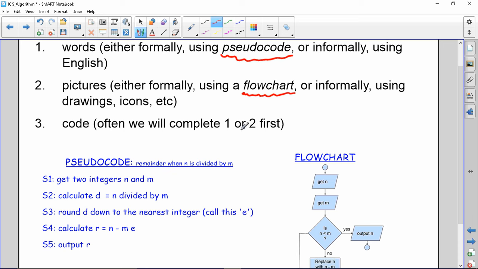So let's do an example here, just so I can show you what we're talking about. So if we have 12 and 5, that's my m and n. Now d then would be 12 divided by 5, which is 2.4. And then we round d to the nearest integer. Well, that would be 2. And then we calculate the remainder, which is 12 minus m, which is 5 times 2, and that's 2. That's the remainder, and indeed that is the remainder. And so this is pseudocode, right?